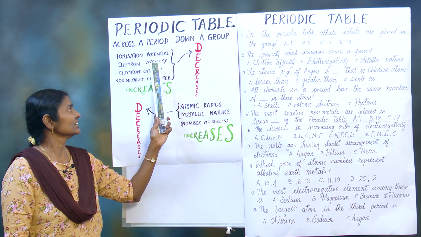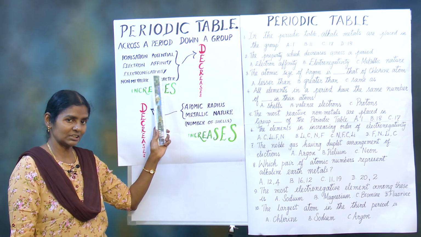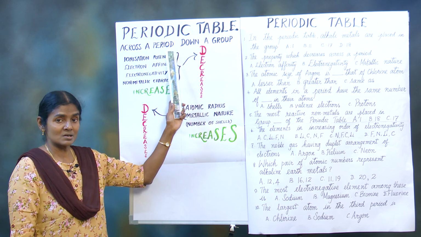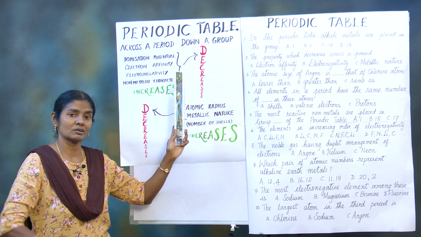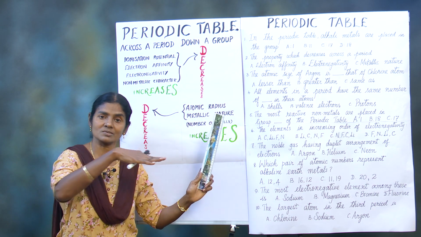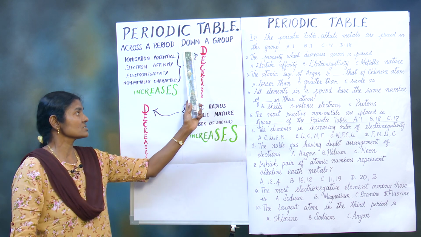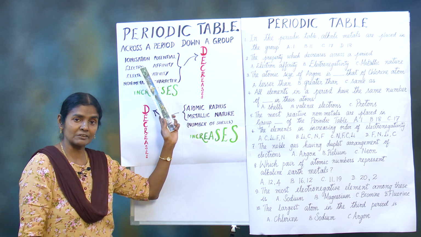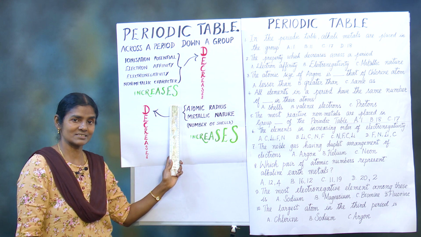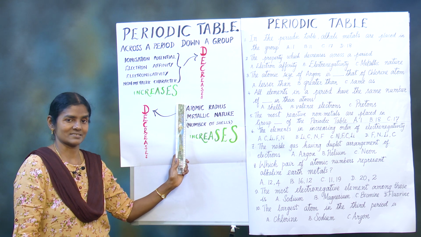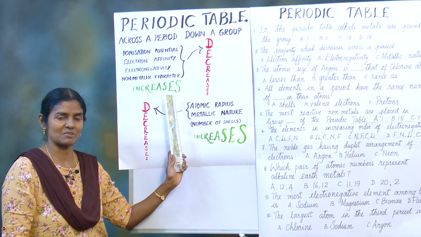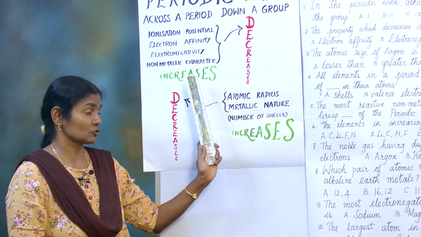Ionization potential, electron affinity, electronegativity and non-metallic nature: these 4 properties increase across a period. Across means what? You will cross over. Remember that. Across a period means from left to right. It will increase. Can you see the size of the letters? It slowly increases from the left and attains a maximum. Of course, there are exceptions.